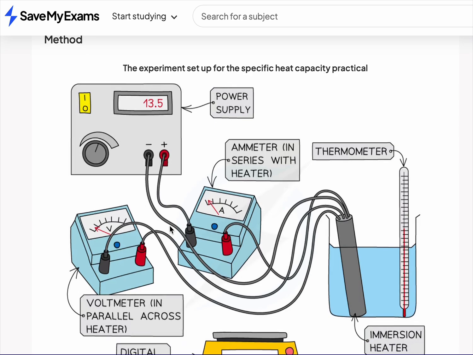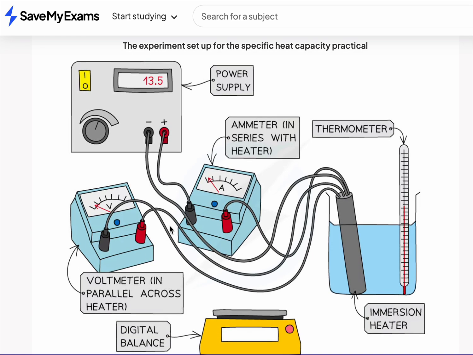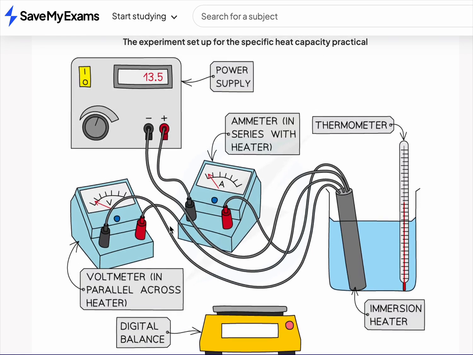Okay, so here's the diagram of the method to set it up. So that's all the equipment you need. There's your power supply. It says 13.5 volts, and that's going to the ammeter, and then from the ammeter you can see it goes to the immersion heater, and then from the immersion heater it should go back. Let's see which one it is. It should go back to the power supply. Not easy to see where it goes. There it is, this one. It goes back to the power supply.